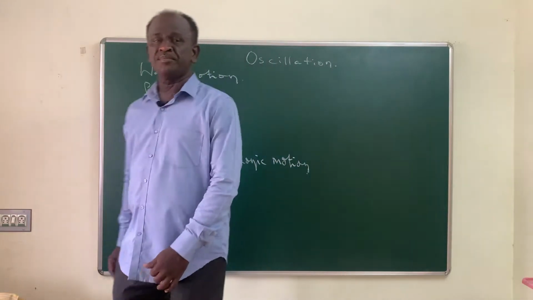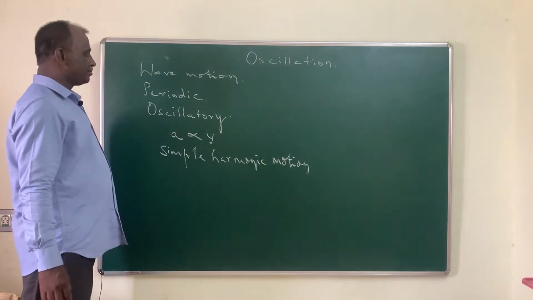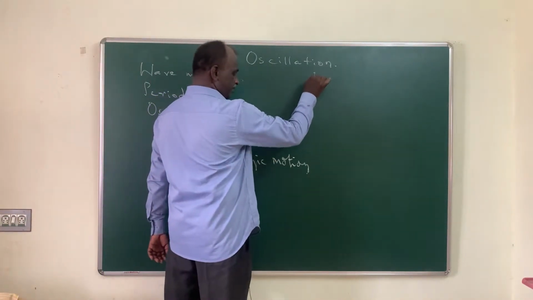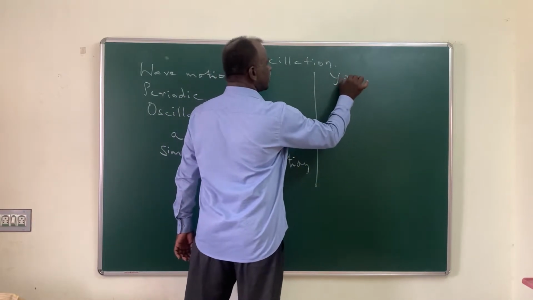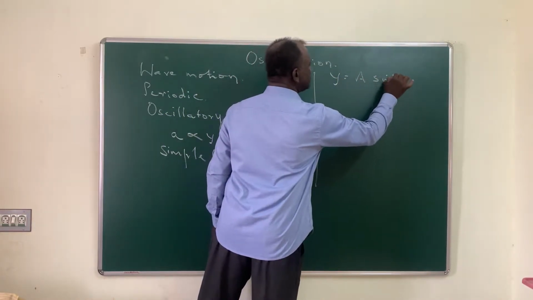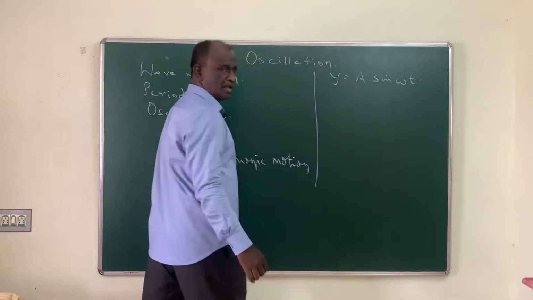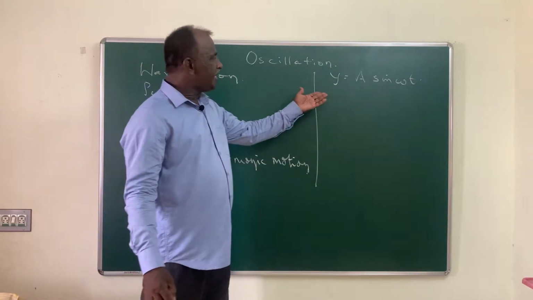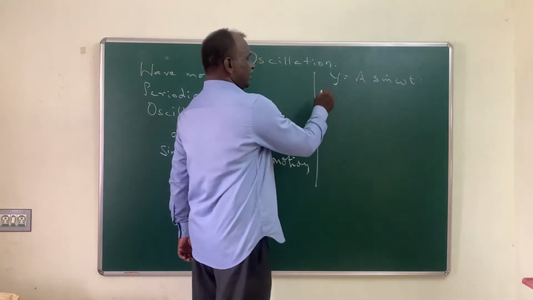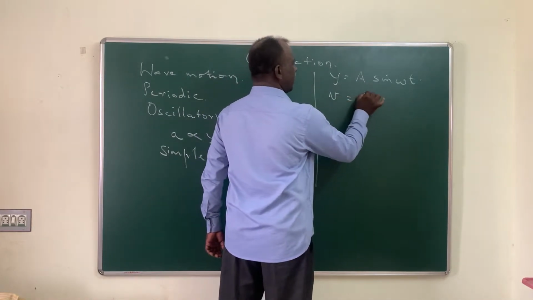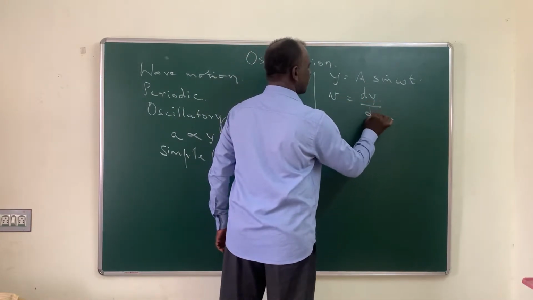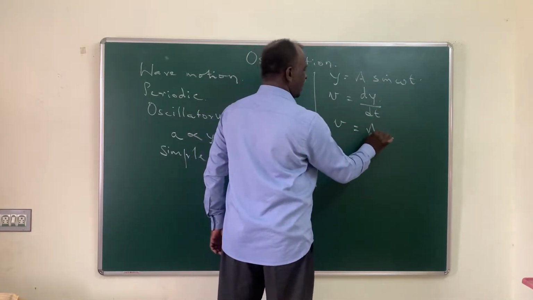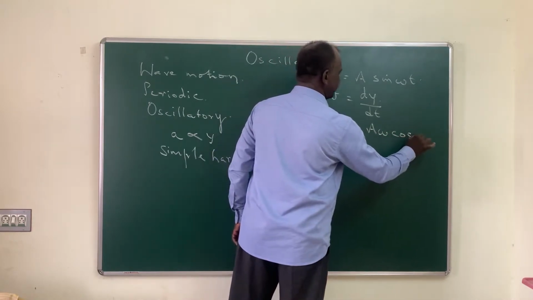To represent simple harmonic motion, we have an equation, which is given by y equal to a into sine omega t. In order to find the velocity of the particle executing simple harmonic motion, we need to differentiate this with respect to time. Therefore, the velocity is given by dy by dt. On differentiating this, we obtain v equal to a into omega into cos omega t.